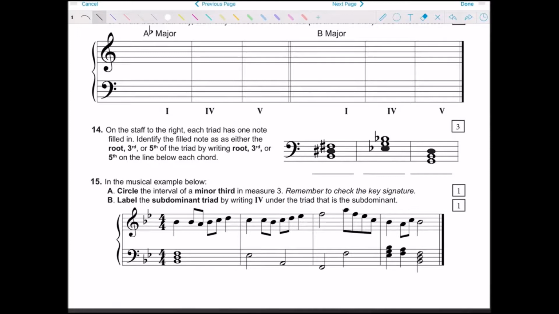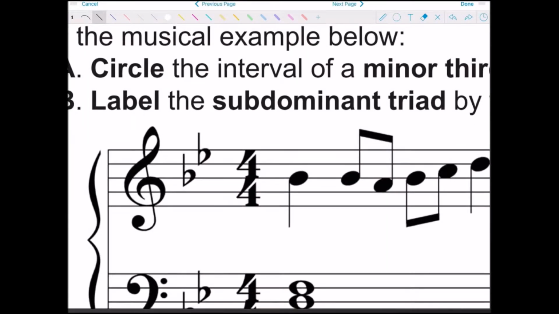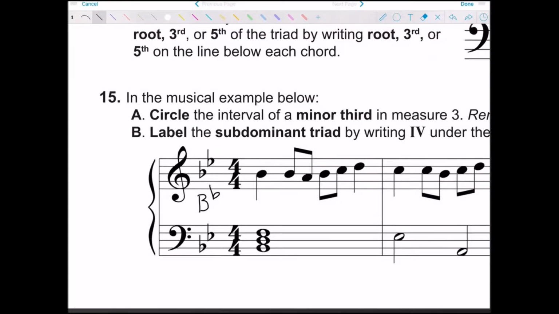Okay, so let's just start with A. It says, in measure 3, there is going to be the interval of a minor third, meaning 3 half steps away. It told you to check the key signature. Please check the key signature. If you go back to your circle of fifths, you should know that we are in the key of B flat. That means B and E are flat.